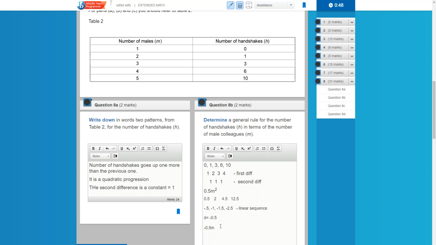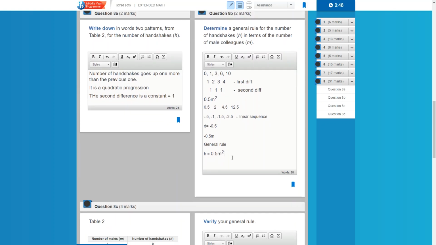So the rule is: the number of handshakes is equal to 0.5m squared, not sure if you can see that, let me move it up, subtract 0.5m. Okay, and that is our sequence. Now you can do that by pen and paper and then just write the formula down. Okay, that is worth 2 marks.